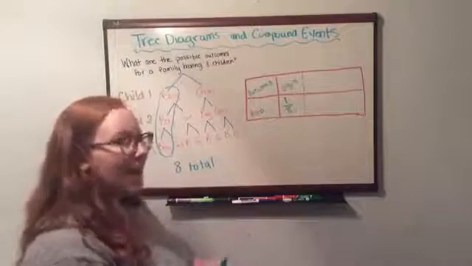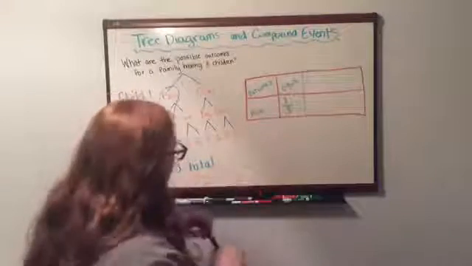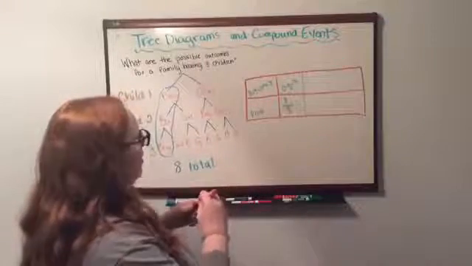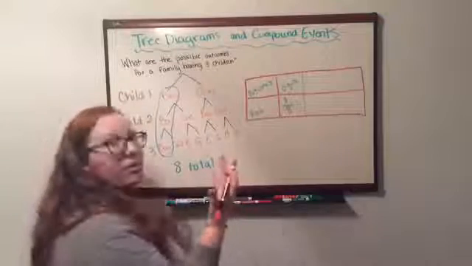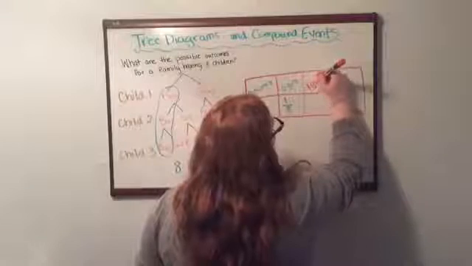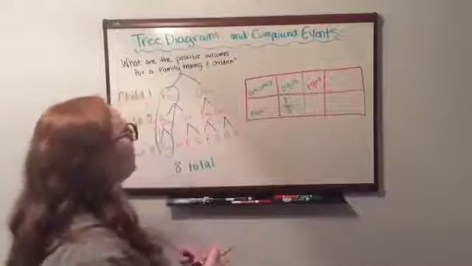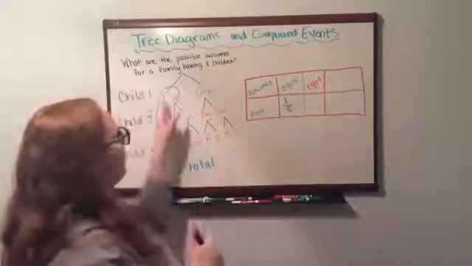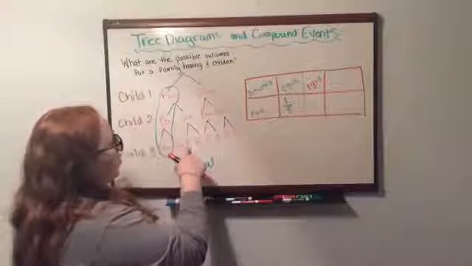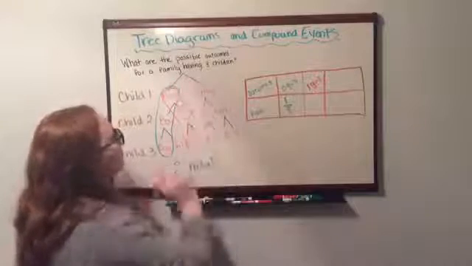Let's check out the next chance. I'm going to swap colors here. We'll go with pink. So now what if they just want 1 girl? So now we just have 1 girl, 2 boys, 1 girl. So let's see where we even have that. So we have a boy, a girl, and a boy. Well, that works. I'm going to circle that.